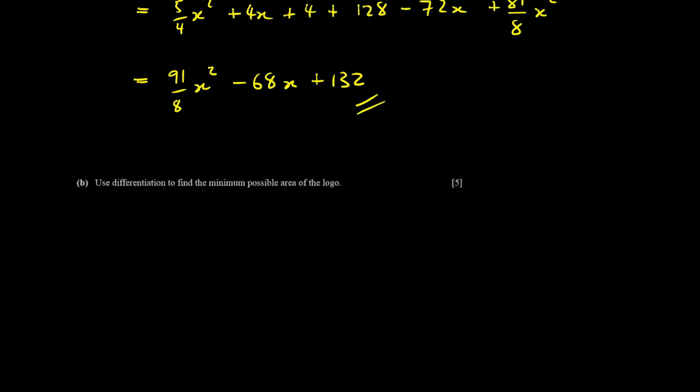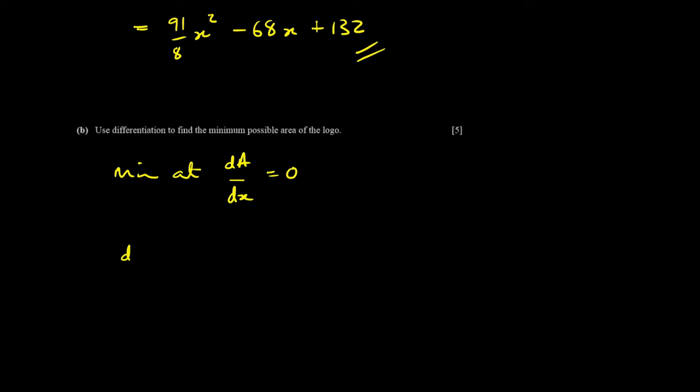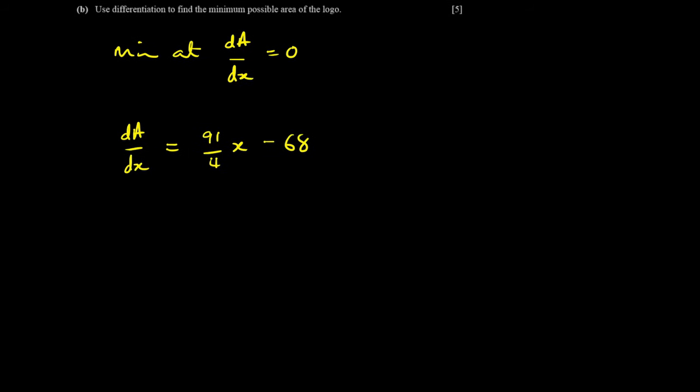All right, then part B of this question, we want to use differentiation to find the minimum possible area of the logo. Okay, then how do we do that? Well, the minimum is basically going to be where the first derivative is equal to zero. So we want to find when dA/dx is equal to zero. So minimum is at the point where dA/dx is equal to zero. So we're going to differentiate our function. So dA/dx is going to be equal to 91 upon 4x minus 68. And we're going to set that equal to zero.